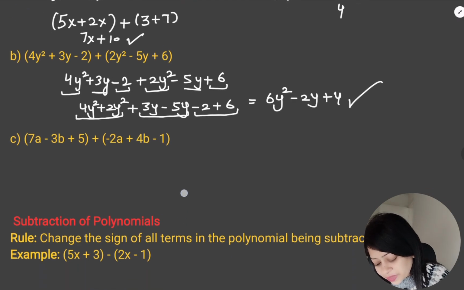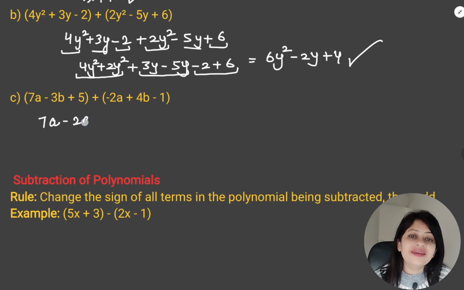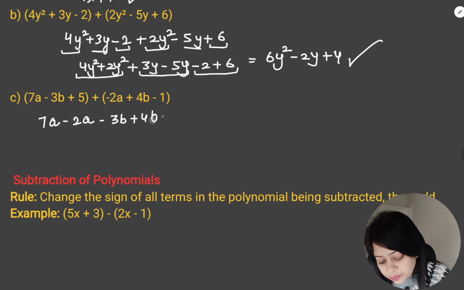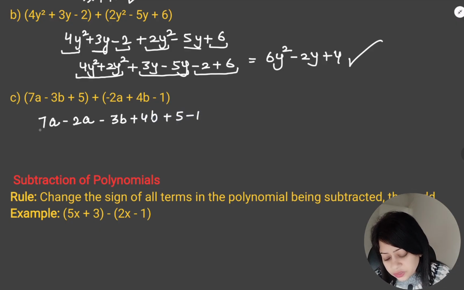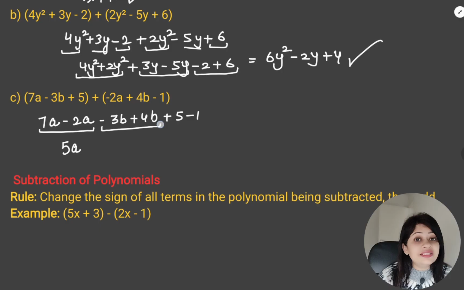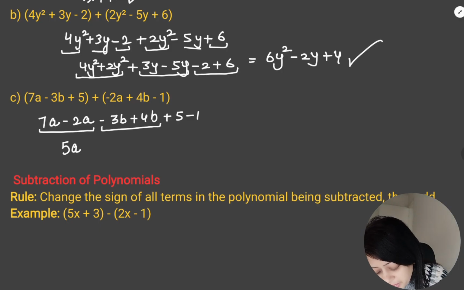Okay, next. 7a minus 2a, I am grouping like terms together, minus 3b plus 4b plus 5 minus 1. Right? What is 7a minus 2a? 5a. Right? What is minus 3b plus 4b? Always see the sign. Sometimes, you know what students do? They just write this negative sign here and then they solve 3b plus 4b is 7b. That is the mistake they make.